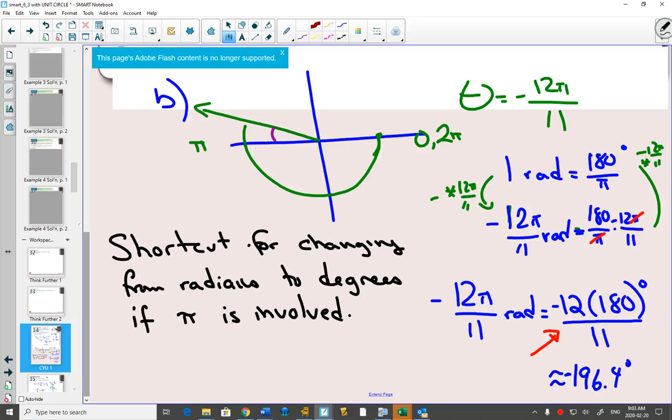If a pi is involved, does it make sense that the pi's will always simplify? There's one on the top and one on the bottom. And then, what's in place of the pi? 180. So if a pi is involved, the shortcut is you can just replace pi with 180 degrees. Because you see how negative 12, 180 over 11? And it was negative 12 pi over 11? And it kind of makes sense because pi radians is equal to 180 degrees.